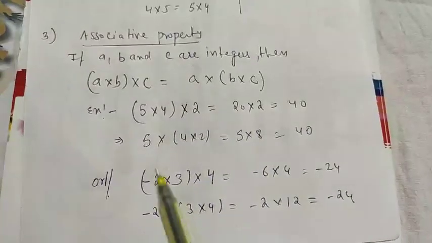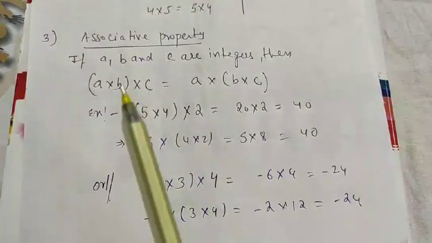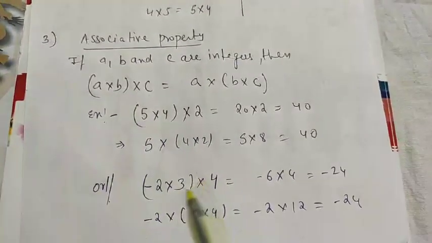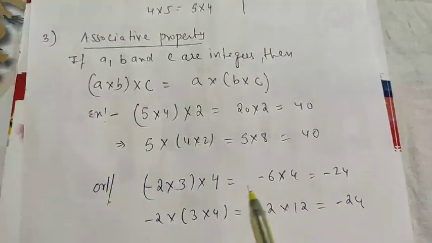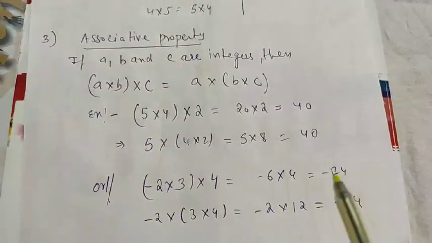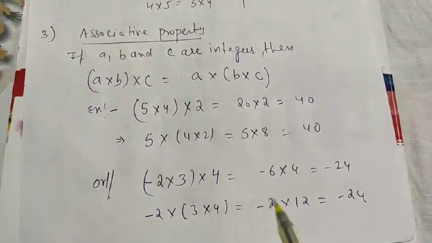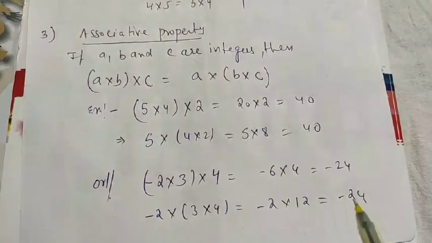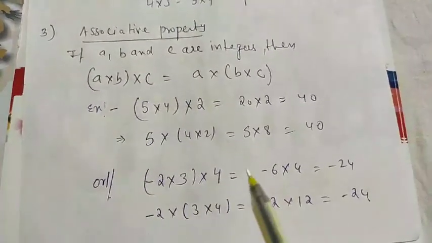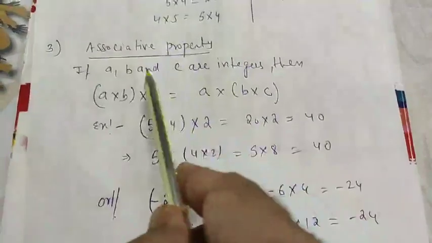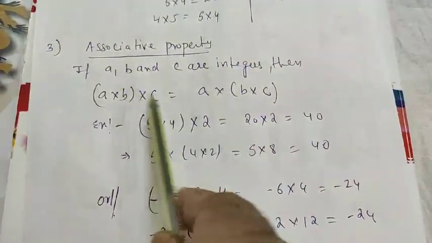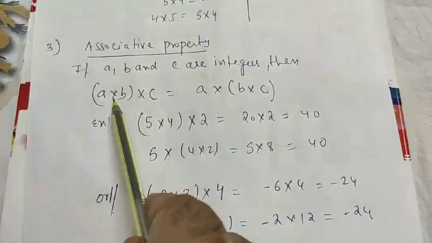Negative integers also, we can take. That doesn't mean that it is only for the positive, like minus 2 into 3 into 4. If you take this, it is minus 6 into 4, minus 24. And minus 2 outside and 3 into 4 first, 3 into 4 is 12, minus 2 into 12, minus 24. Clear? It will be true for that also. But the multiplication sign cannot be replaced by the minus sign.